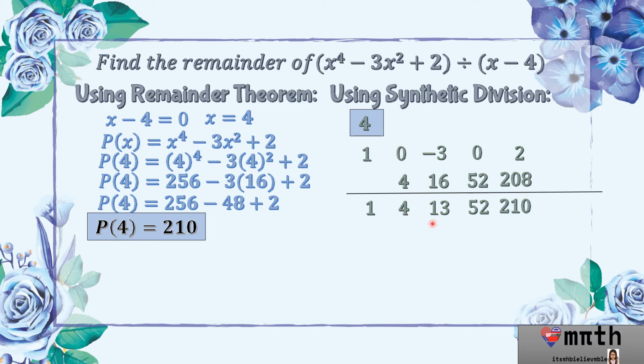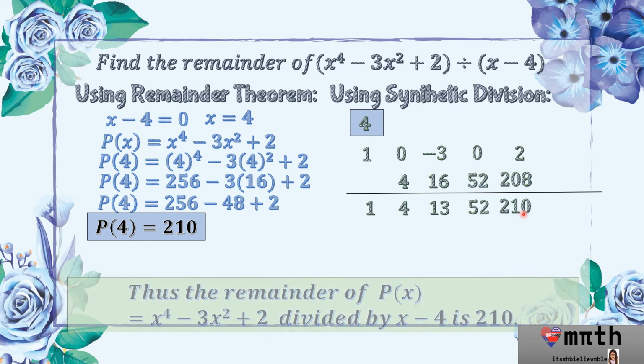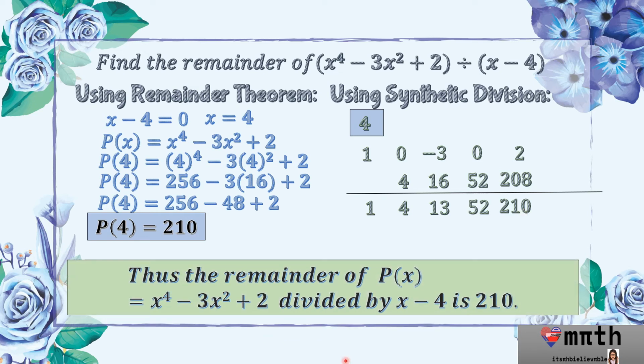So as you notice, we have there the same value of remainder, which is 210. Thus, the remainder of p of x is equal to x raised to 4 minus 3x squared plus 2 divided by x minus 4 is 210. Aside from using the remainder theorem and synthetic division, we can also get the remainder by using the long division of polynomials.